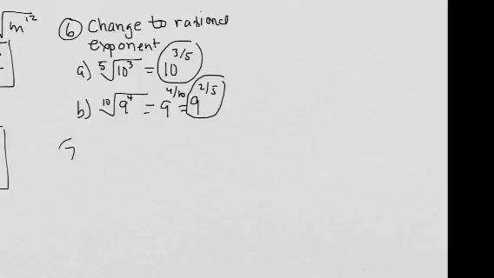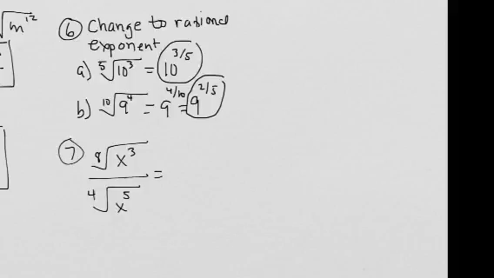Okay. Something else that you guys have to be able to do is simplify something that's in radical form. Let's say the 8th root of x to the 3rd over the 8th root. Let me change this one. Make it the 4th root of x to the 5th. Okay? And so I think the easiest way you can do this is change it to rational exponents. So this would be x to the 3/8 over x to the 5/4.